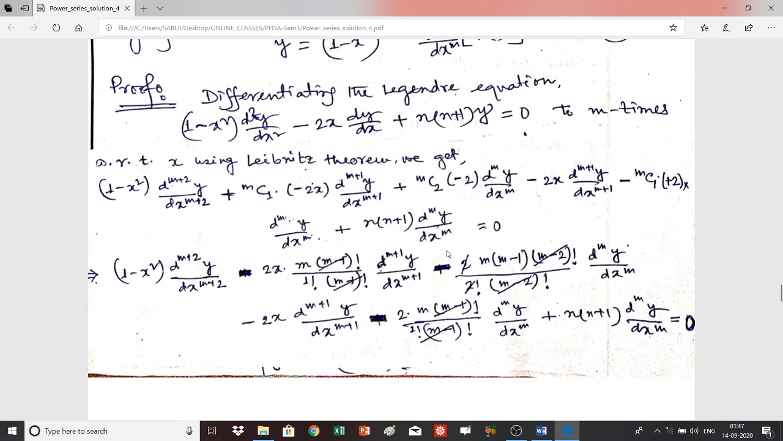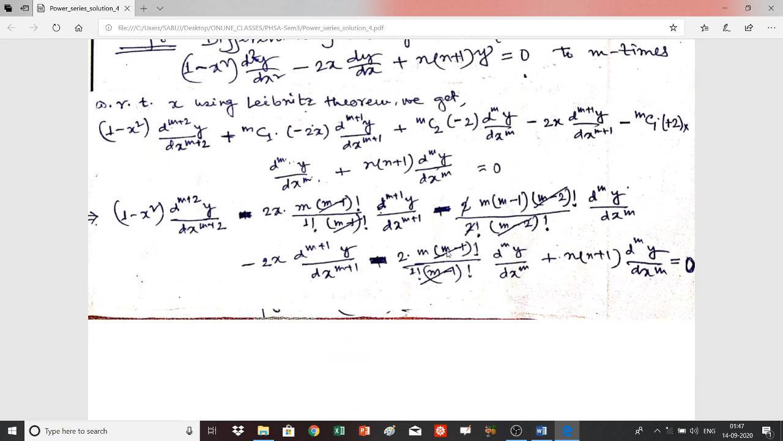Now the following lines are to simplify this equation. So here write this term as well, and from this minus 2x is here, and just expand this, so it will give you m factorial, and m factorial means m into m minus 1 factorial. You can write it as this, and in the denominator we will have 1 factorial into m minus 1 factorial, and this m minus 1 factorial and this m minus 1 factorial will cancel each other, and then dm plus 1y by dxm plus 1.